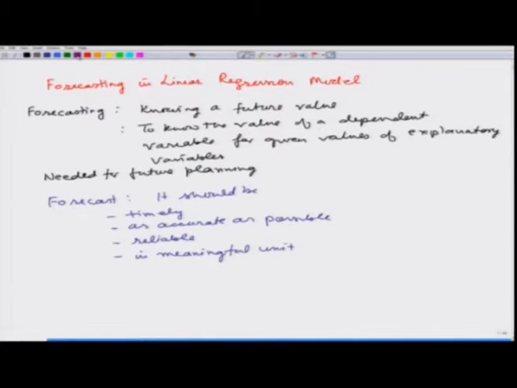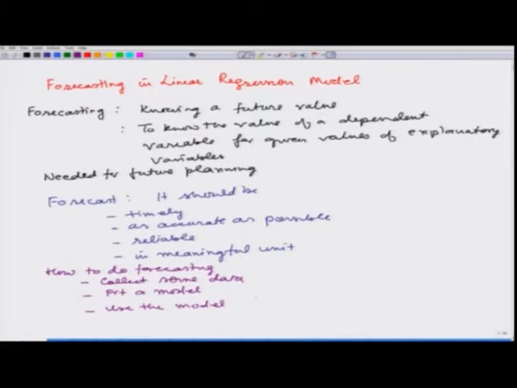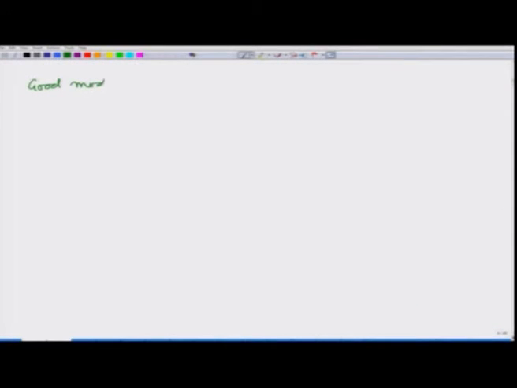The next issue is how to do forecasting. The first option is to first collect some data. Based on that, fit a model. For example, we have learned how to fit a model using linear regression analysis, and use this model that you have obtained to know the value of the future response. So, rather I would say that good modeling is the backbone of success of good forecasting.